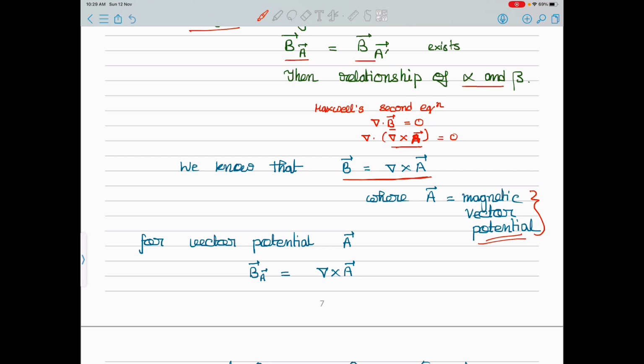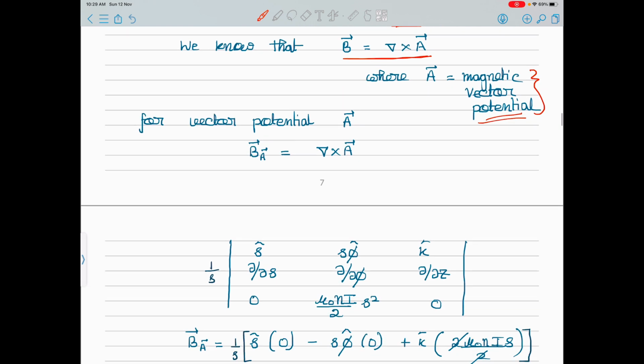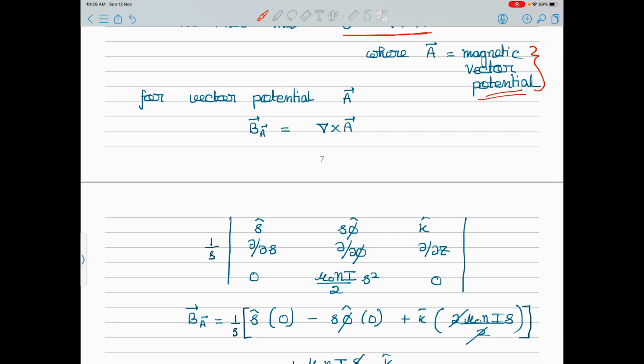Now for the vector potential A, we have B equal to del cross A, the curl of A. Now how do we find this del cross A in the cylindrical coordinate system? We write curl like this, or you can directly use the formula which is there in the question. It's better to write it like this. Del cross A can be written as 1 by S, 1 by the scale factor, and the scale factor for the cylindrical coordinate system is S, the radial distance.